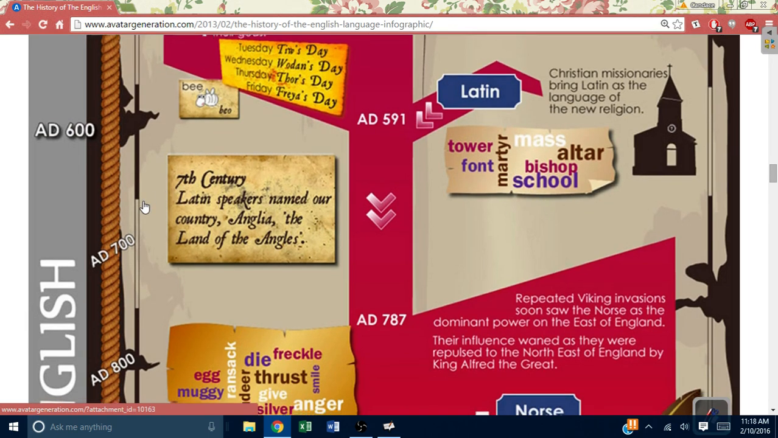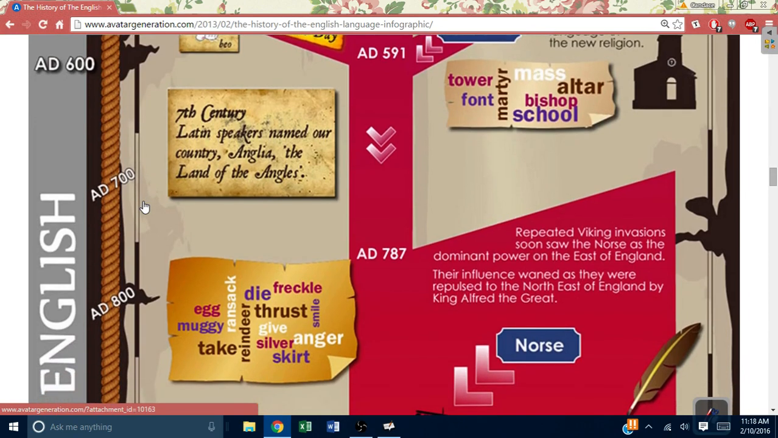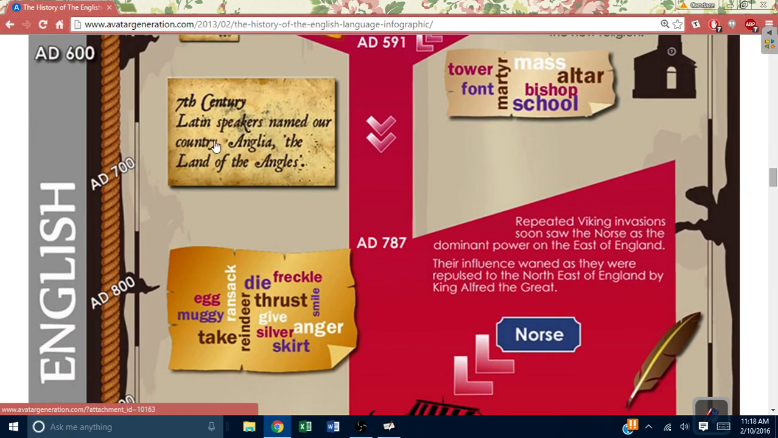Then comes the 7th century, which would be the 600s, and the Latin speakers name our country Anglia, the land of the Angles. Now, that's not talking about an angle like a right angle or an obtuse angle or acute angle.